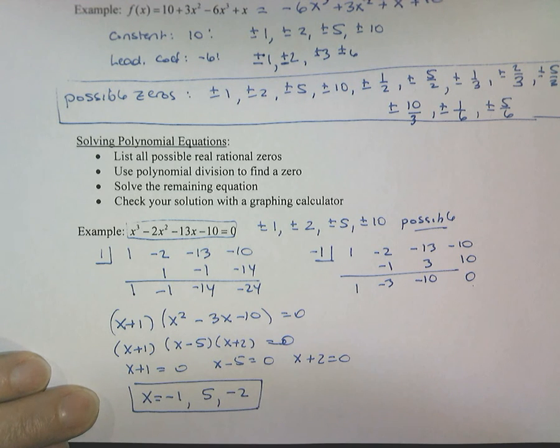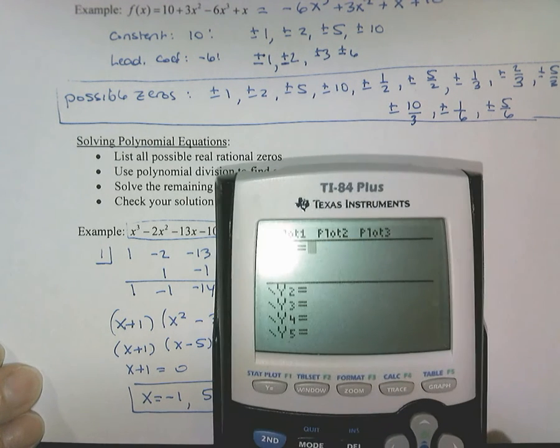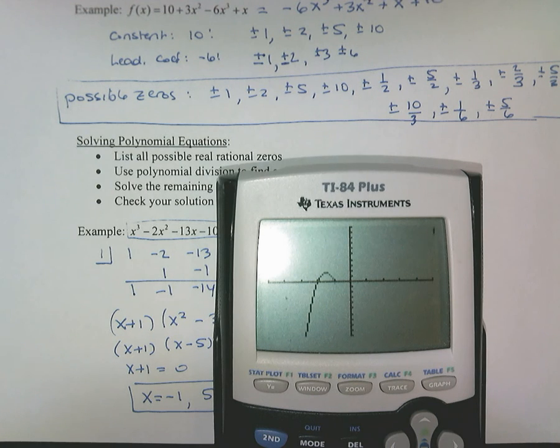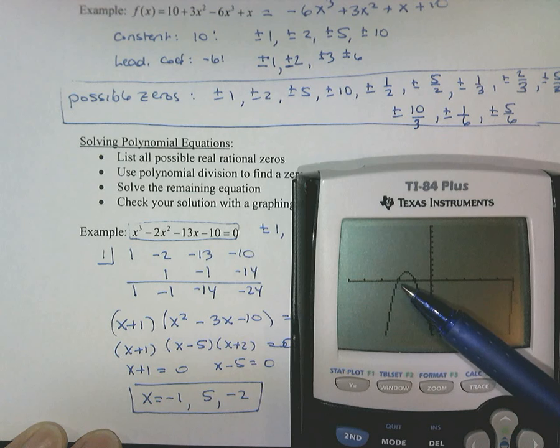This is a cubic equation. Those 3 zeros, they're all real and they're all rational. And I can check this in a calculator. So I've got my equation is x cubed minus 2x squared minus 13x minus 10. And there it is. There's negative 2 is here, negative 1 is here, and 5 is wherever.